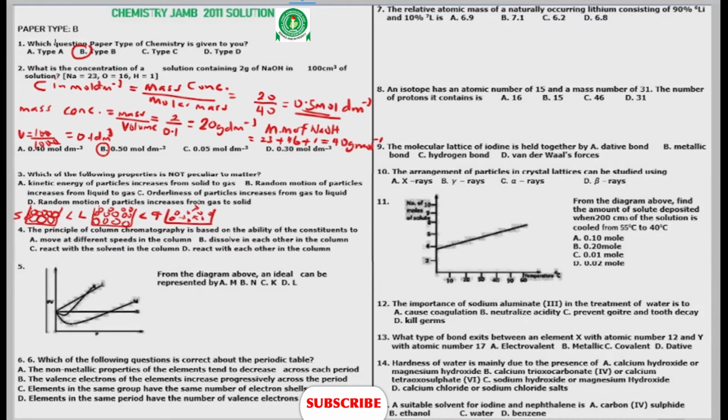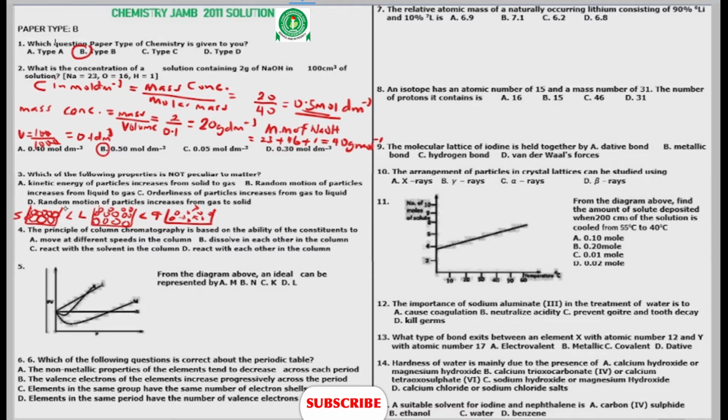Now see, orderliness of particles increases from gas to liquid. The one that has the least orderliness here is the gas. That's why they said it increases from gas to liquid. So the orderliness of gas is the least, followed by the liquid, while the orderliness of solid is very high because they are closely packed together.